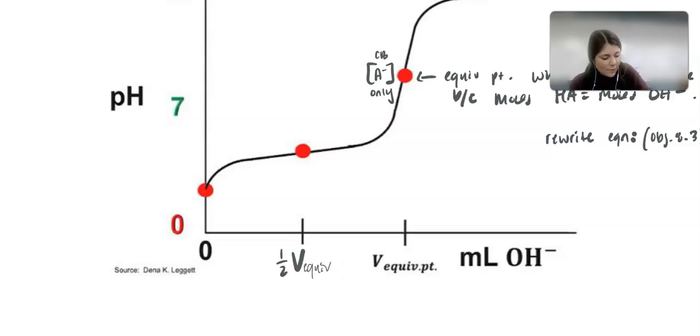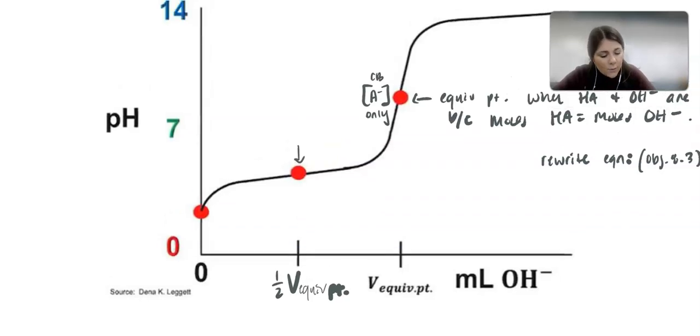So the half equivalence point is very, very important, okay? You don't have to put this, but let's say your equivalence point was 100. Your half equivalence point would be 50 because that's half of that, okay? At your half equivalence point, this is actually when your weak acid equals your conjugate base. So weak acid equals conjugate base.